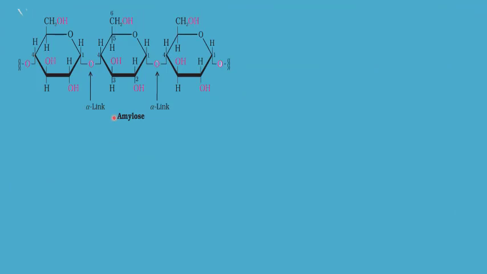Now this is amylose. Here, this is the first carbon of one glucose unit and the fourth carbon of another glucose unit, and it continues in this manner. This glycosidic linkage is referred to as an alpha link. That is, the glycosidic linkage takes place from below the plane of the chain.